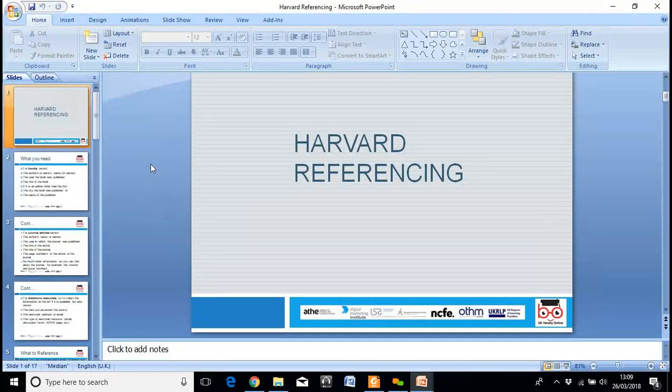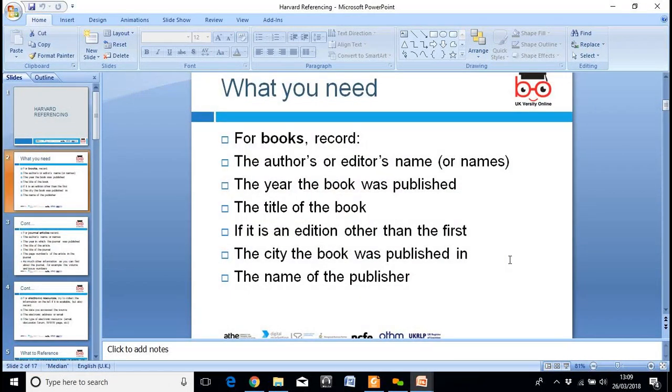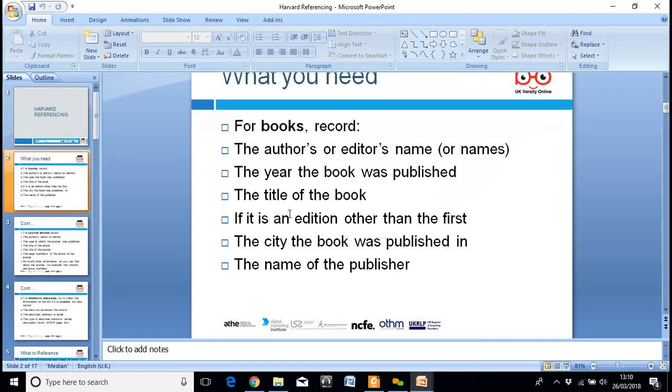I'll just run through that with you now. For books, you need to record the author or the editor's name or names, the year the book was published, the title of the book, if it's an edition other than a first, then the city the book was published in, and the name of the publisher.